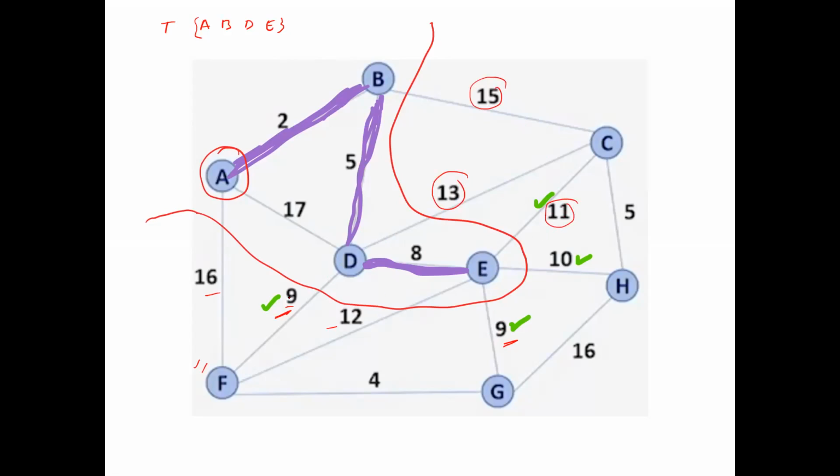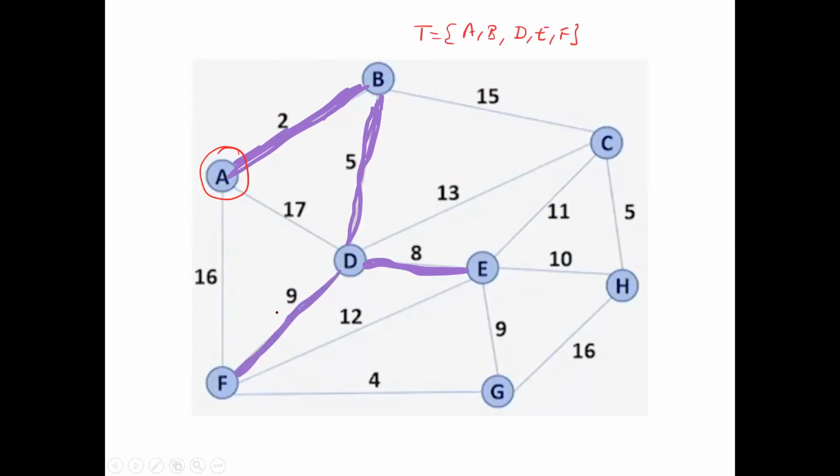So the considered edges will have the weights 9, again 9, then 10 and 11. You can pick any of the 9s because 9 is the minimum. You can pick either this edge or this. Say for the sake of convenience, we are picking the edge DF. So this is the partial answer. Now the set will have the values A, B, D, E and F.